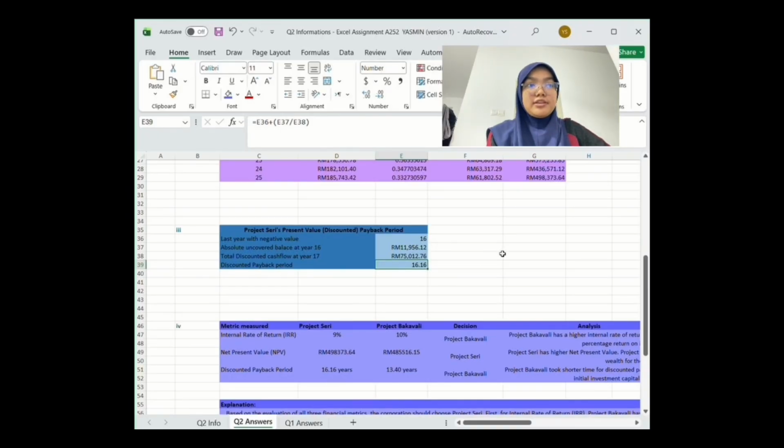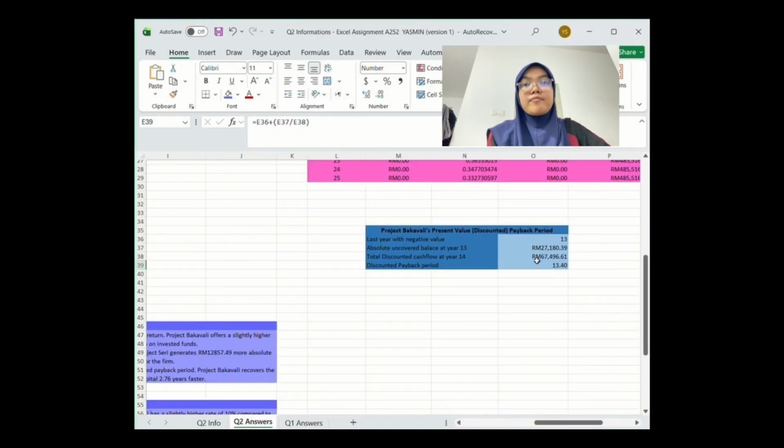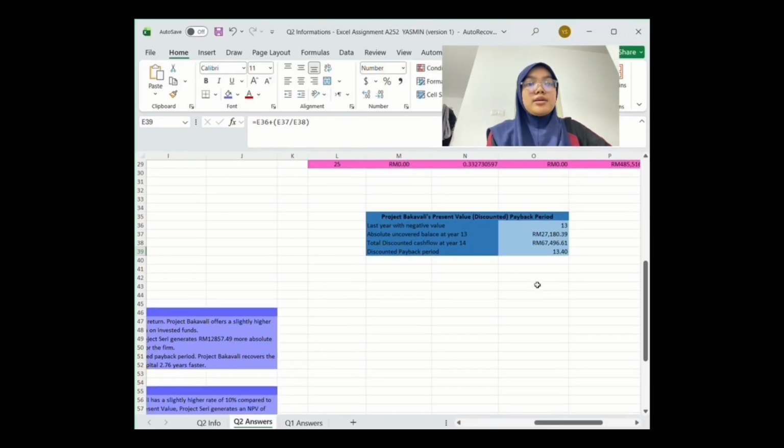For Project Seri, the discounted payback period equals 16.6 years. For Project Vakavali, it is 13.4 years. As a result, Project Vakavali pays back its initial capital faster than Project Seri.